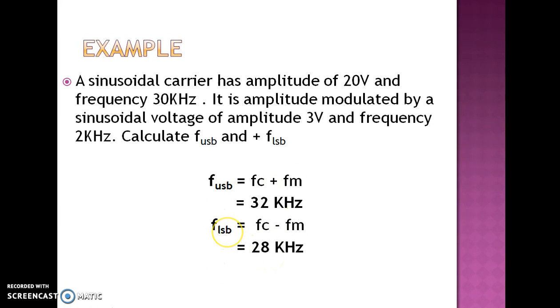So this is how, by using the formulas for FUSB and FLSB, we can calculate the frequencies. And if we take the difference between these two, FUSB and FLSB, we can calculate the bandwidth of the modulated signal. So FUSB minus FLSB, that is 32 minus 28, will be equal to 4 kilohertz. That 4 kilohertz will be the bandwidth of the modulated signal. So this is how we can solve numericals on amplitude modulation.